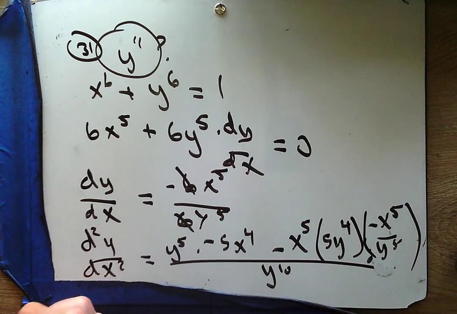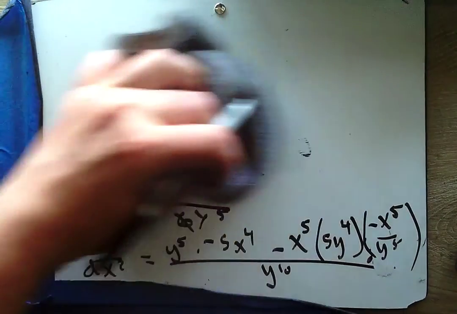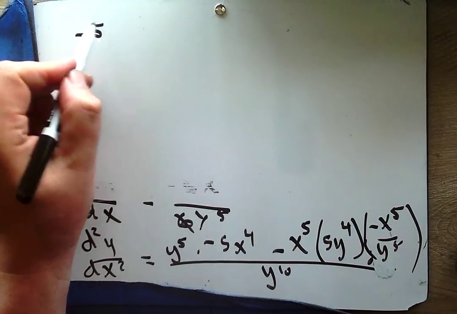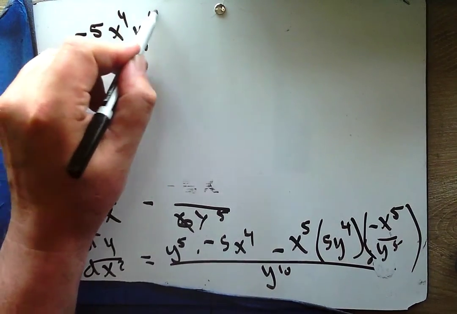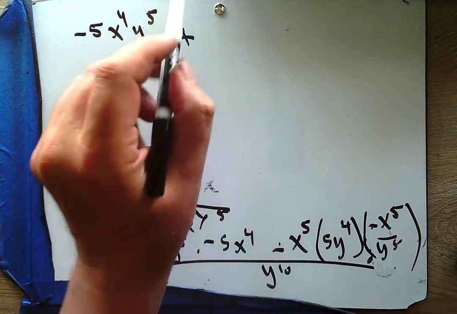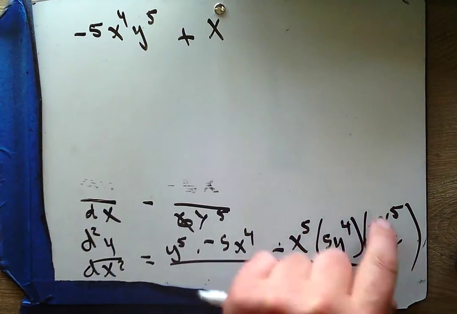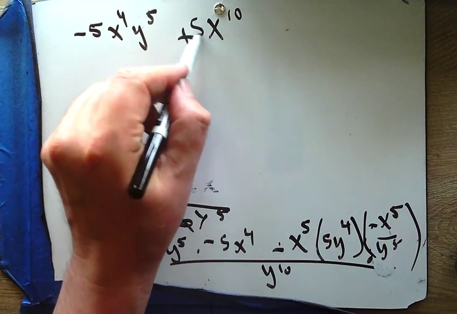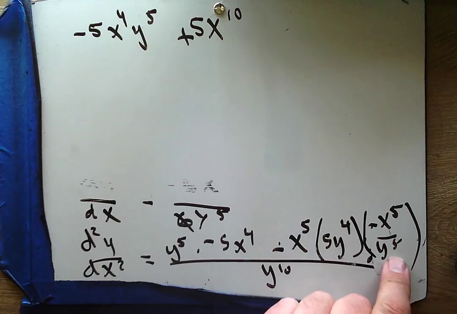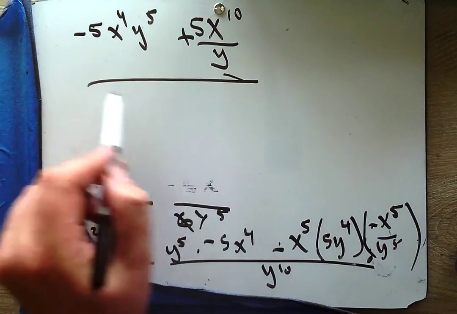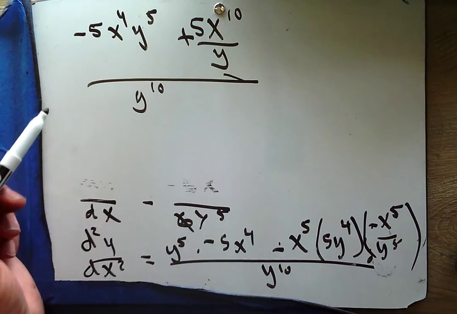Yeah, I kind of want to tidy this up, but I think I'm going to get into that urge. There's no good reason for it. Negative 5x to the 4th, y to the 5th. Minus a minus is plus x to the 10th. There's a 5. And these 4 cancel out 4 of these, and so I have a y there. All over y to the 10th.